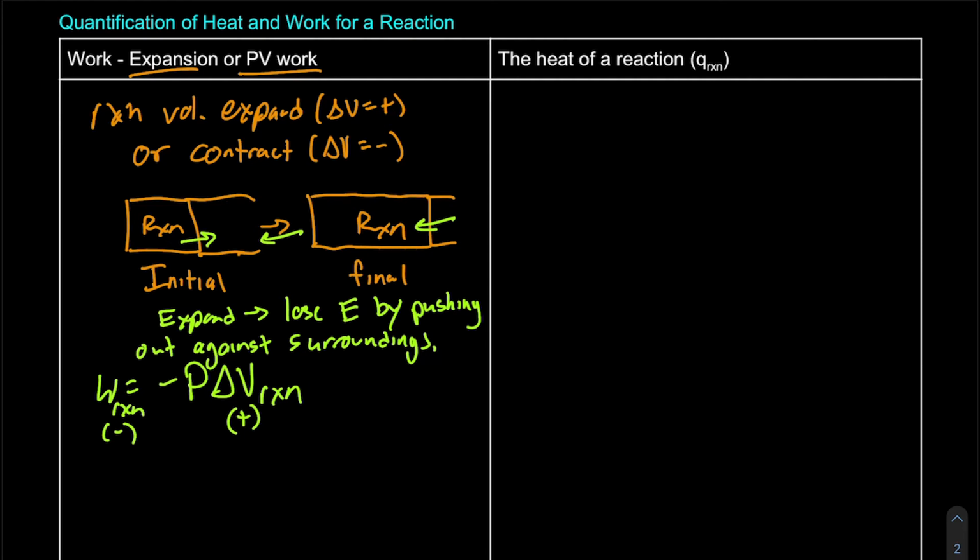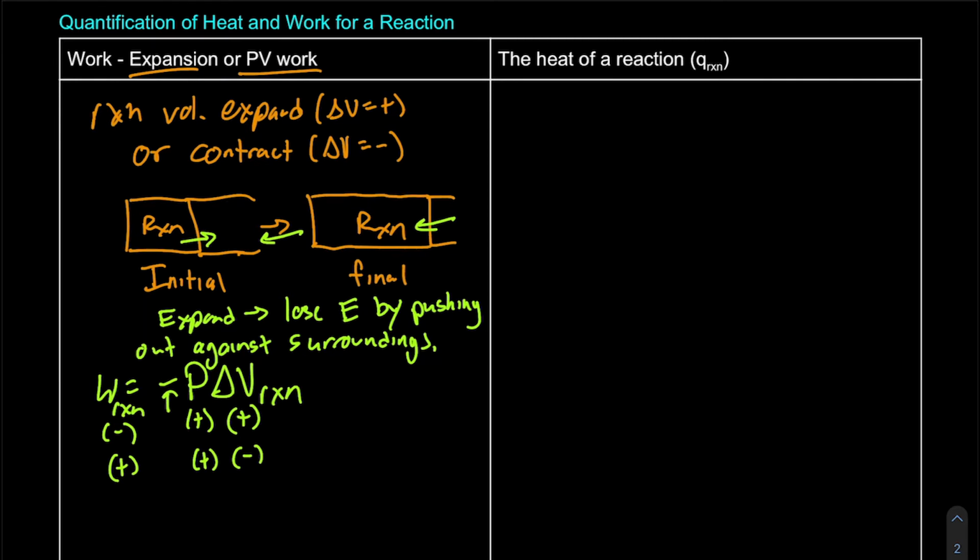Right? It's going to lose energy as it expands, because this is the pressure, not the change in pressure. This is the actual pressure. We can't have a negative pressure. Well, or if we had a negative delta V, again, our pressure is always positive. That would mean we have a positive work, or we're gaining energy as we're being contracted from the surroundings. So this is, again, a reaction expanding or contracting, and how we think about it with regards to PV or expansion work. Then we connect this over to the heat of a reaction.